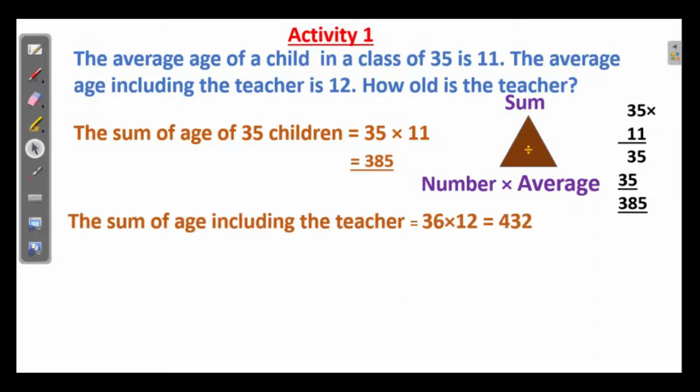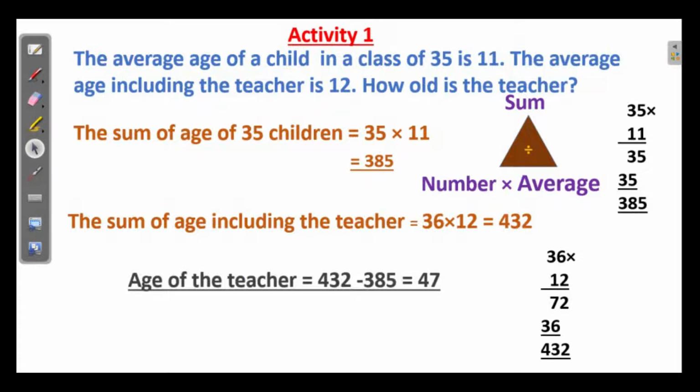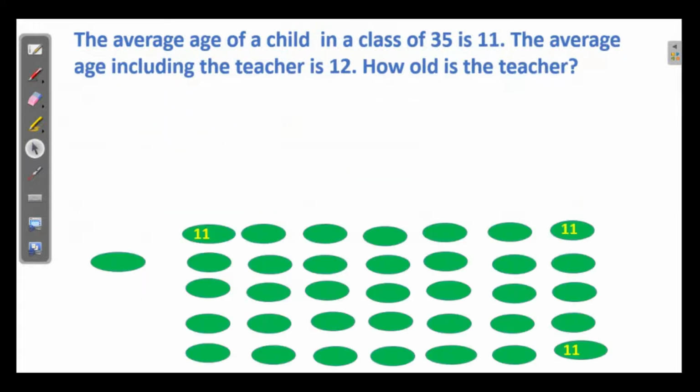Then the sum of age including the teacher is equal to 36 into 12, which is 432. So the age of the teacher is 432 minus 385, which is equal to 47. The same thing we can answer in another way by looking at the question itself. We can say that the age of the teacher is 35 plus 12 is equal to 47, as the average is increased by 1 only.